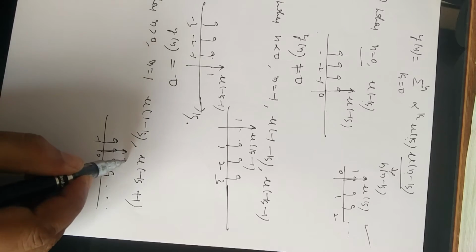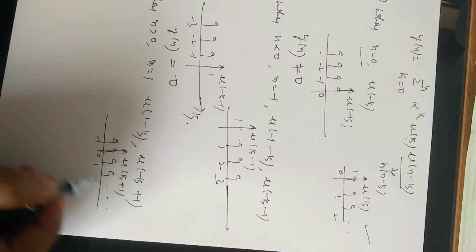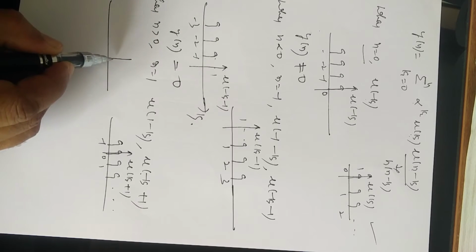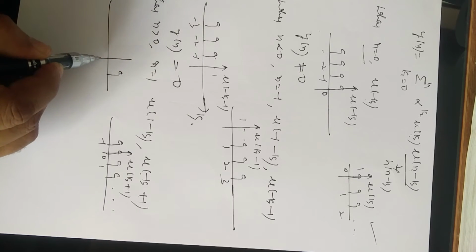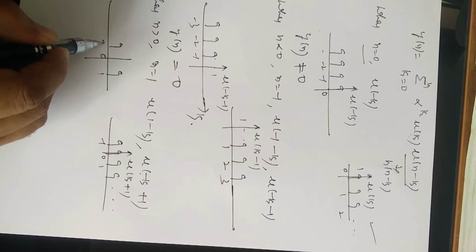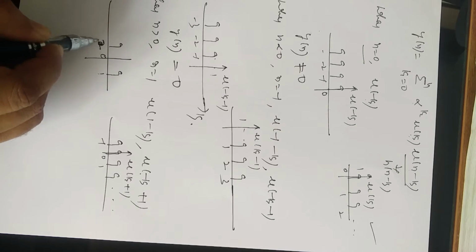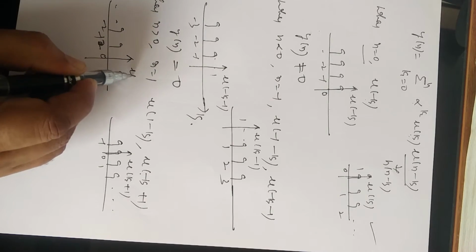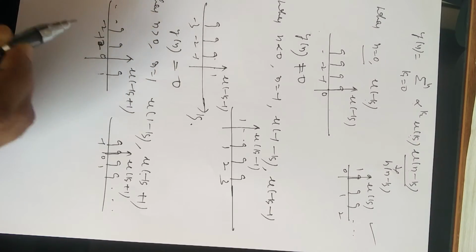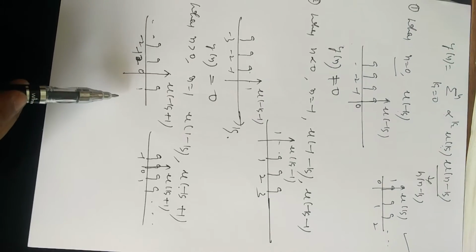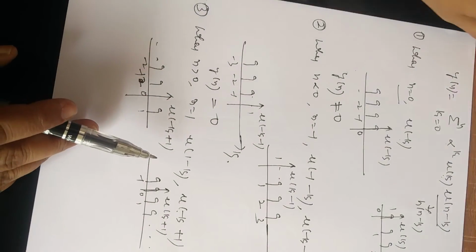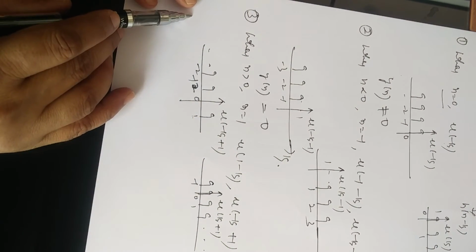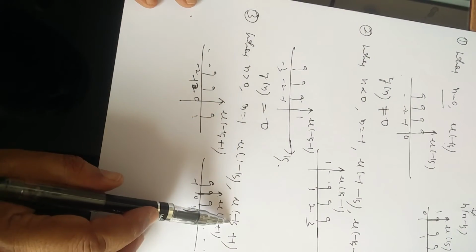This is the u of k plus 1. Because of the minus sign, you take its reflection, from 1 to 0, 1, minus 1, minus 2. It goes like this. This is the u of minus k plus 1. See here, the u of minus k plus 1 signal exists from 1 to minus infinity after doing shifting and reflection.